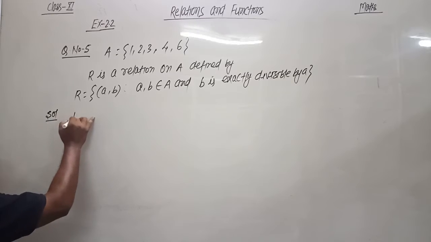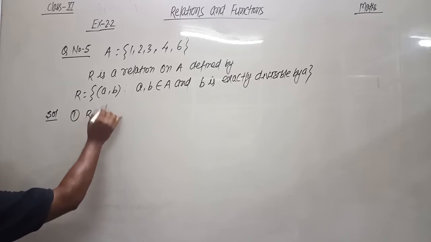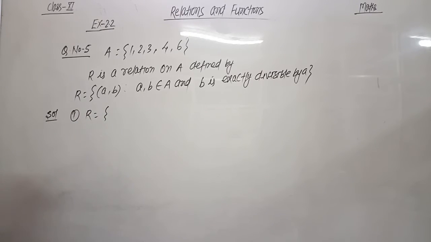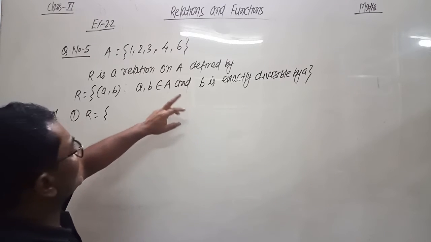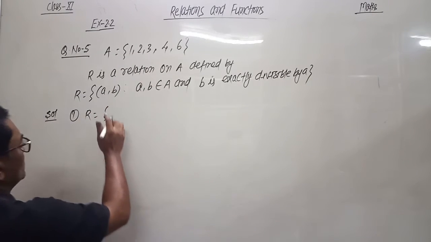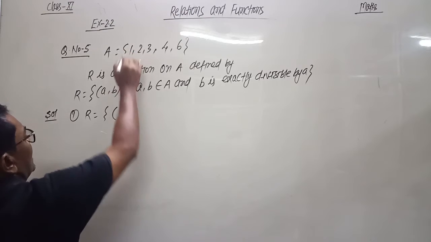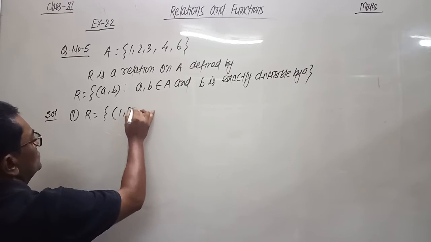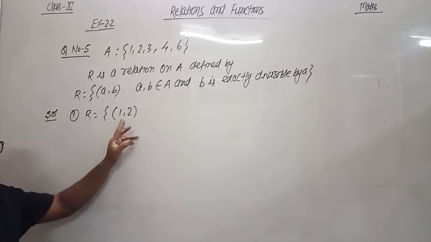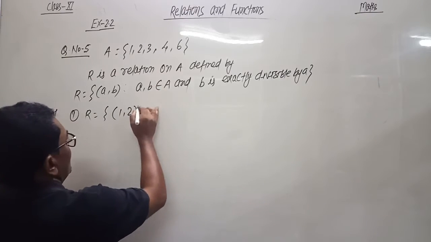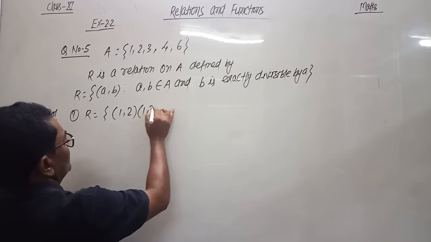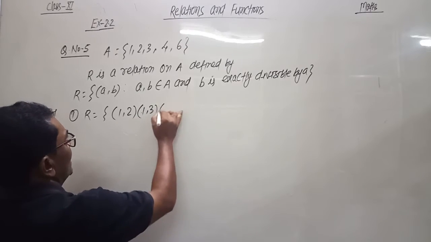The first part is this relation we have to write in roster form. B is exactly divisible by A. So when we take A as 1 and B as 2, then 2 is exactly divisible by 1. Then we take ordered pair 1 comma 3. 3 is exactly divisible by A.